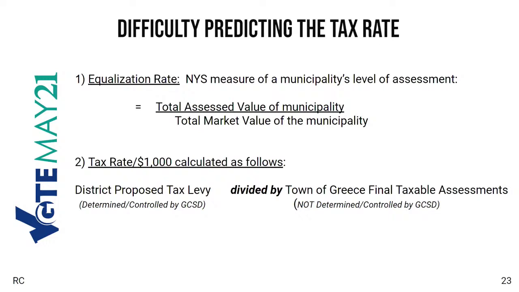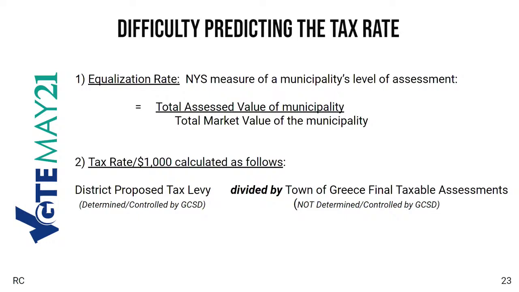86% means you're getting taxed on 86% of the full market value of your home. So if your house is worth 100, you're being taxed on 86. The equalization rate is exactly that. It's the municipality's level of assessment: the total assessed value that you pay tax on divided by the market value.